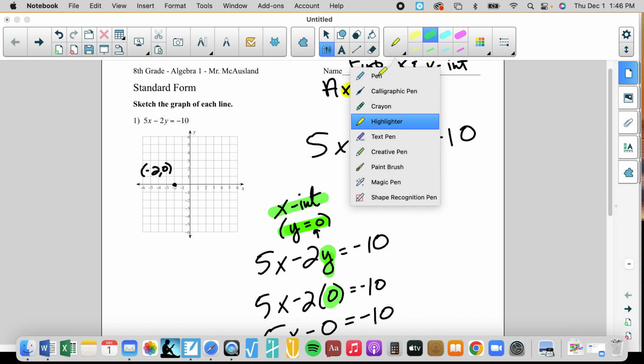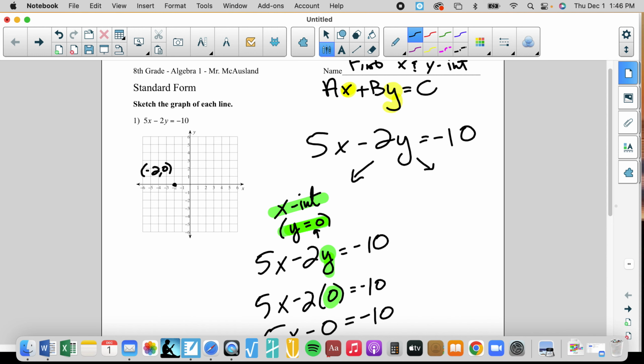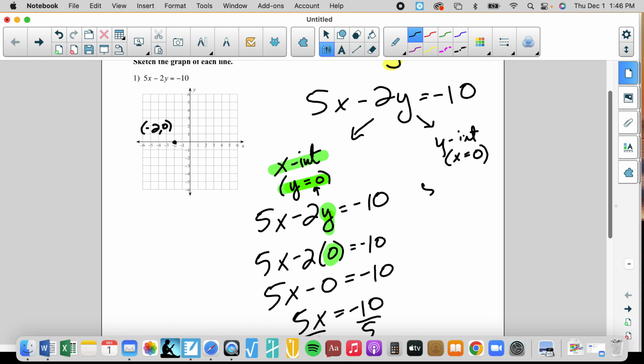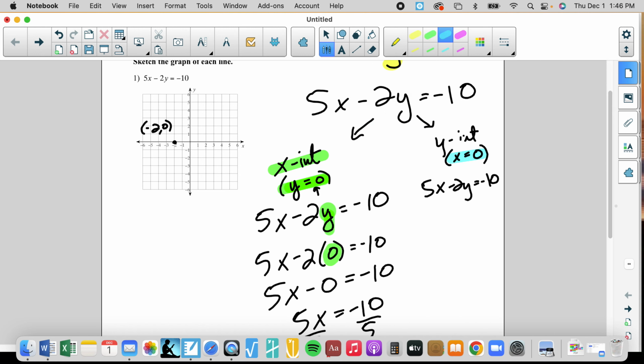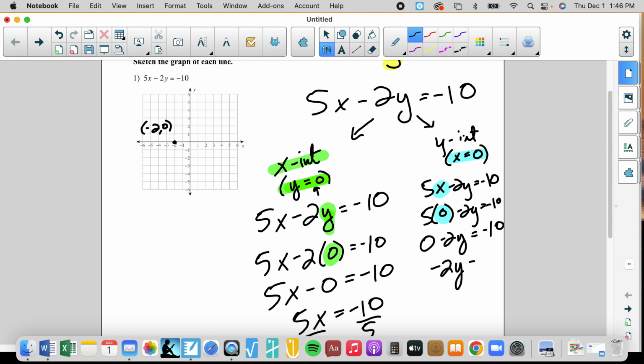Now, we're going to do the same thing, but this time for the y-intercept. And we know that all y-intercepts have an x value of 0. So we take that starting equation, 5x minus 2y equals -10. But this time we're going to plug 0 in for our x value. And then we're going to simplify. So we have 5 times 0 minus 2y equals -10. 5 times 0 is 0. 0 minus 2y is -2y.